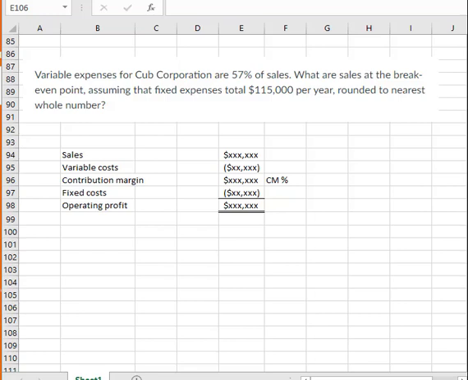Hello everybody. I wanted to go over this problem with you. This is a little bit of a review of the contribution margin and operating profit and fixed versus variable cost.